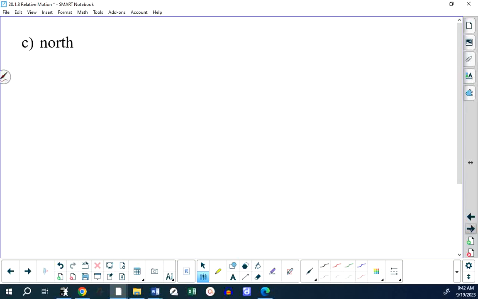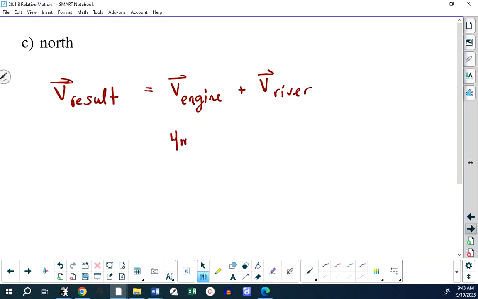What if the boat points north? Well, listen, it's still that this is the case. The resulting motion of the boat is going to be determined by adding the engine velocity, what I call the engine velocity, to the river velocity. So we still have to add those things together. We still have to take the velocity of the engine, which is 4 meters per second, but in part C, the direction of that velocity is north, and add that to the velocity of the river, which is 3 meters per second west. Did I get my directions right, north and west?